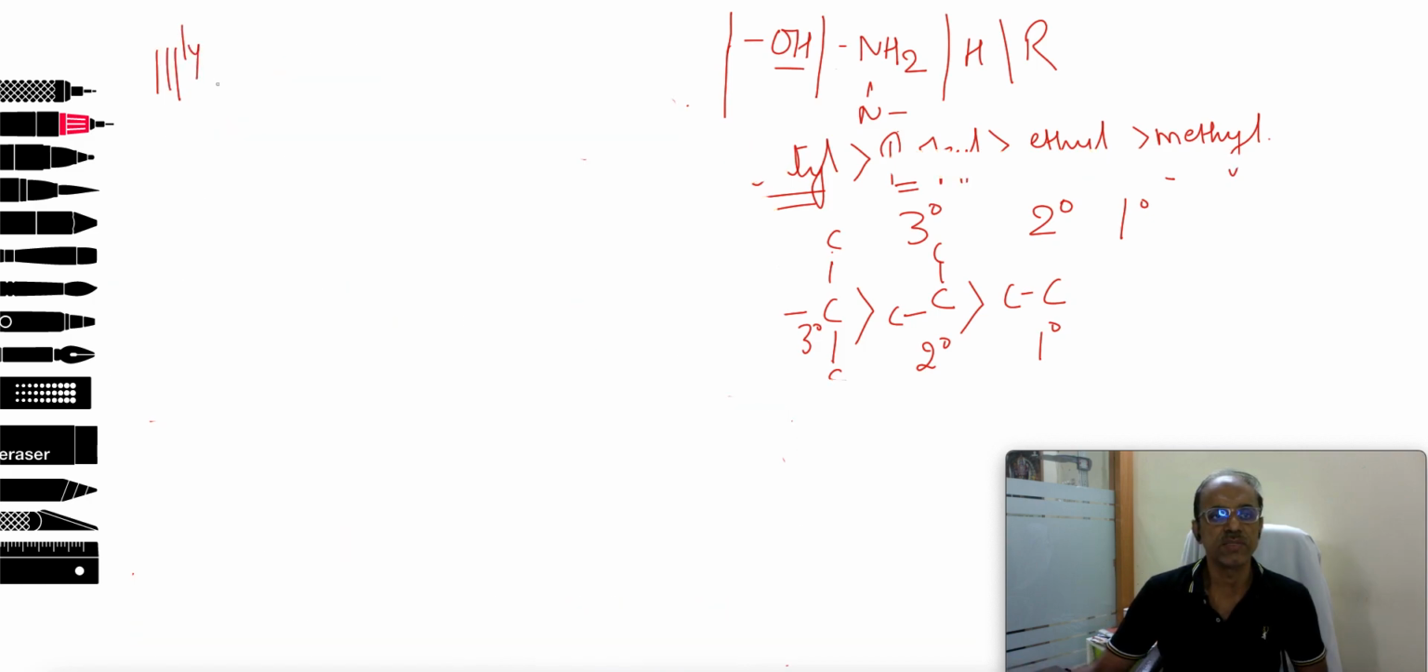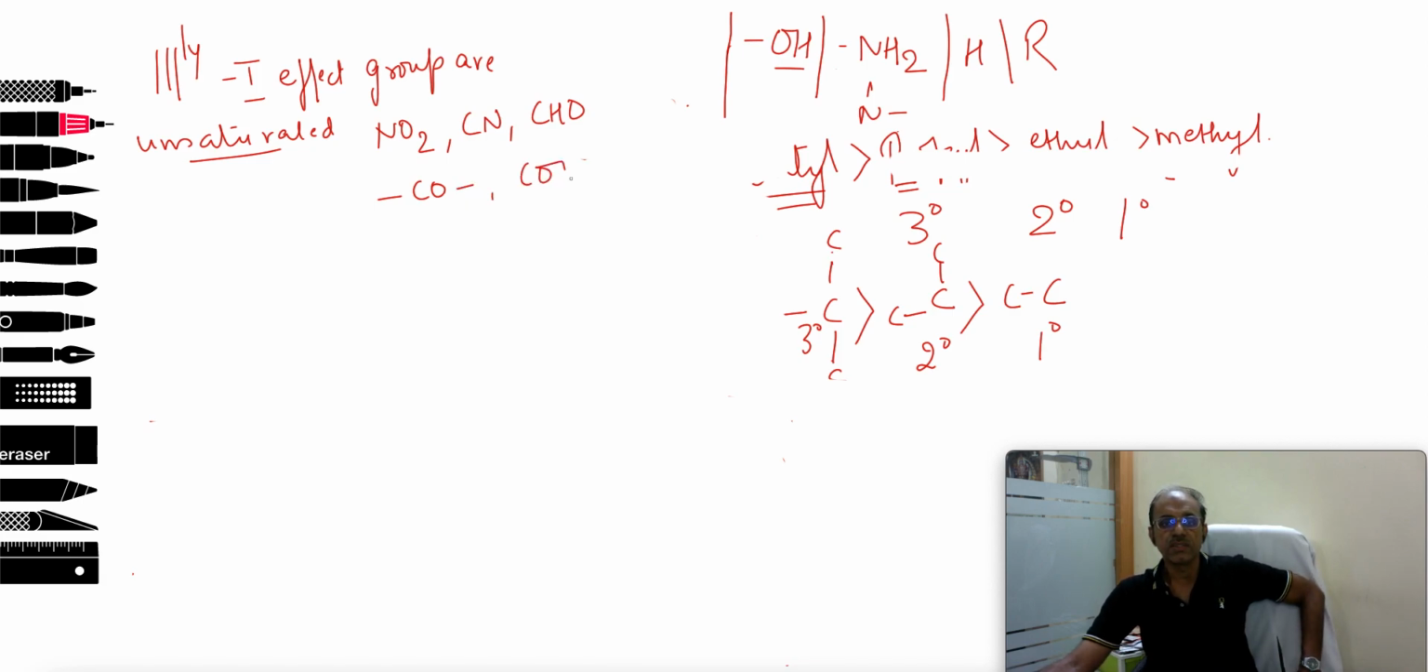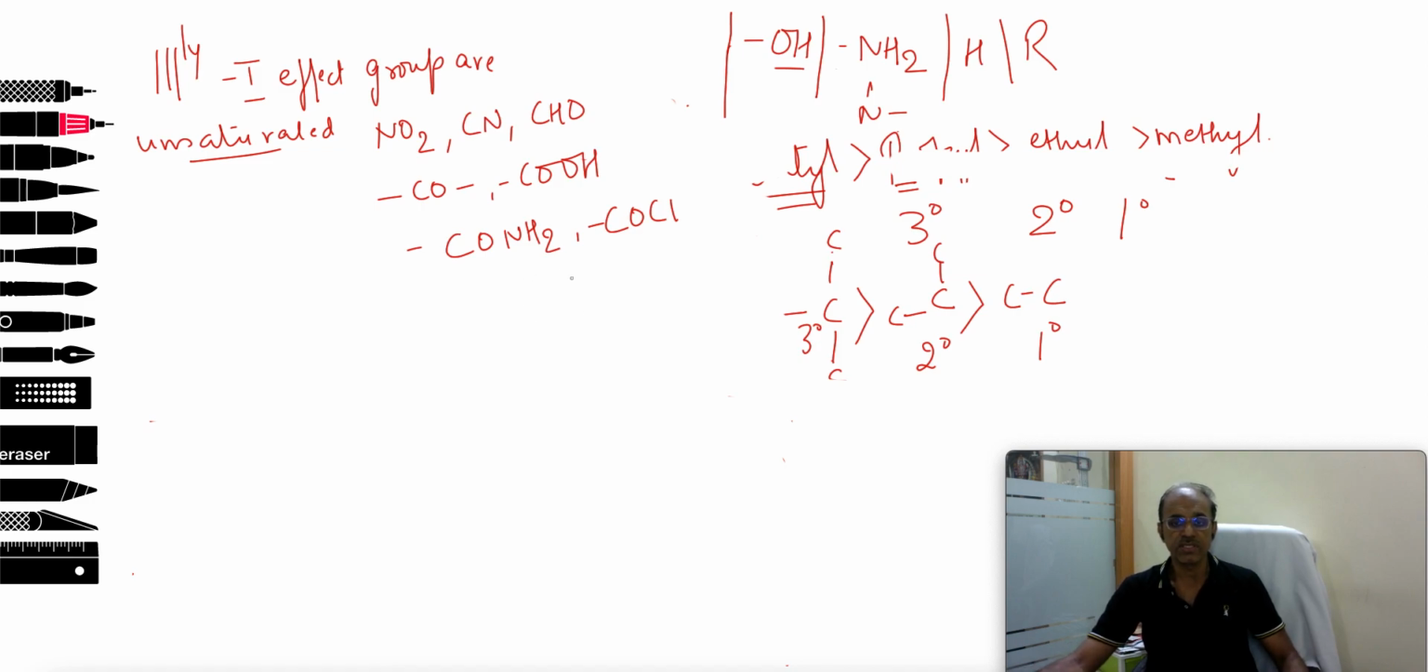Now similarly, minus I effect groups are unsaturated. For example, you can say NO2, CN, CHO, ketone, or COOH, acid. You can say CONH2, amide. Then you can say COCl, acyl chloride. Fine.